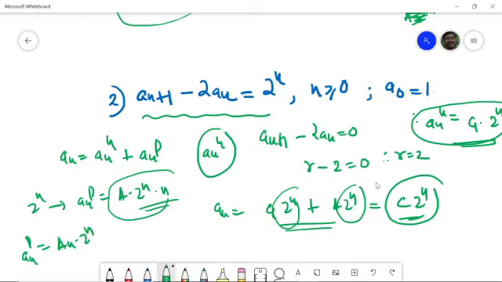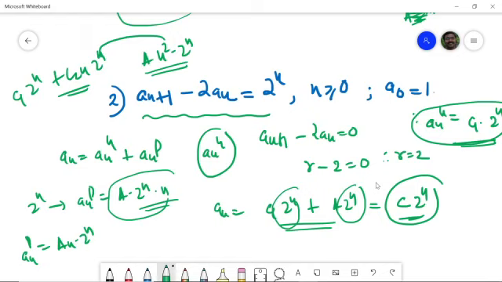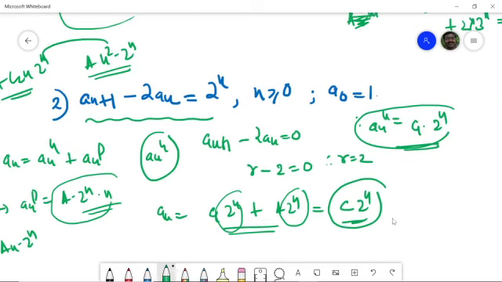If you had 2 raised to n twice in the homogeneous solution, suppose your homogeneous solution was like this: c1 into 2 raised to n plus c2 n into 2 raised to n. In that case, you will write your particular solution as some constant into n square into 2 raised to n, to prevent them from combining with the c1 and c2. So according to the multiplicity, you will have to write the particular solution. Now we are assuming a_n^p as a into n into 2 raised to n. So we will try to find the value of a from this.